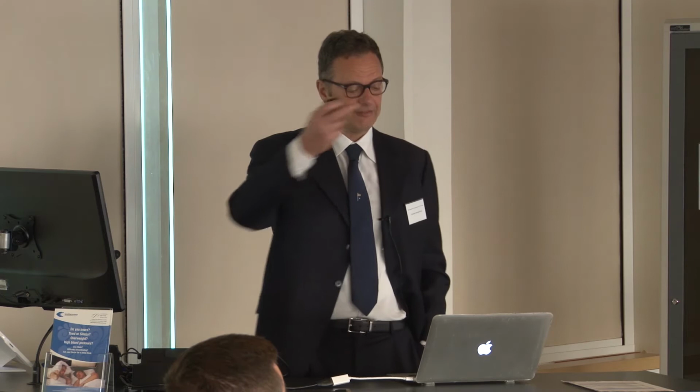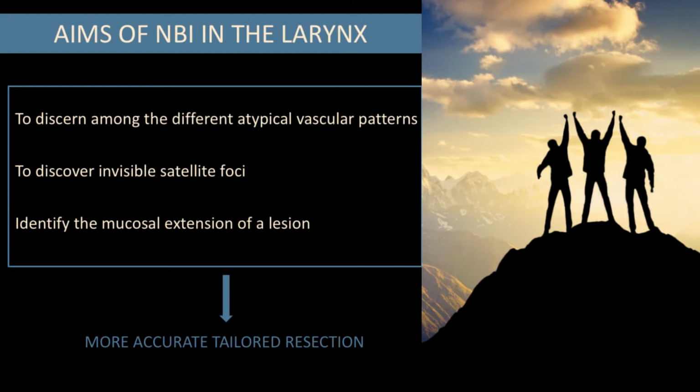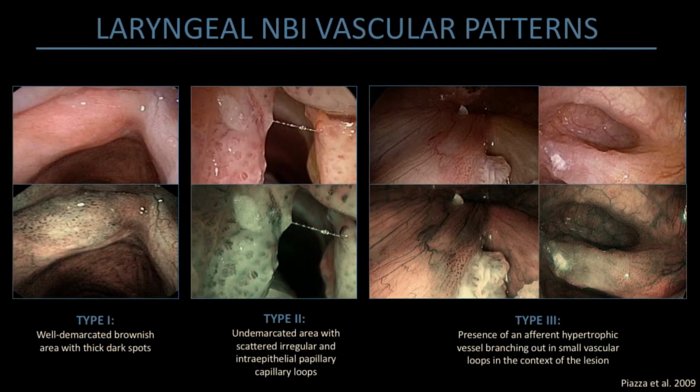This is important, for instance, when you have a field cancerization of the larynx. Or, of course, during the operation, in the intraoperative setting, to identify the mucosal extension of the lesion. And this is very important to tailor your resection in each patient. This is just an academic classification about the different types of atypical vascular pattern that you can find in the larynx.